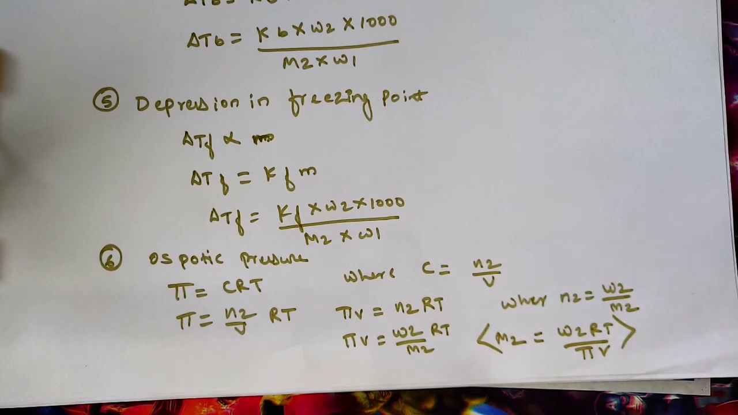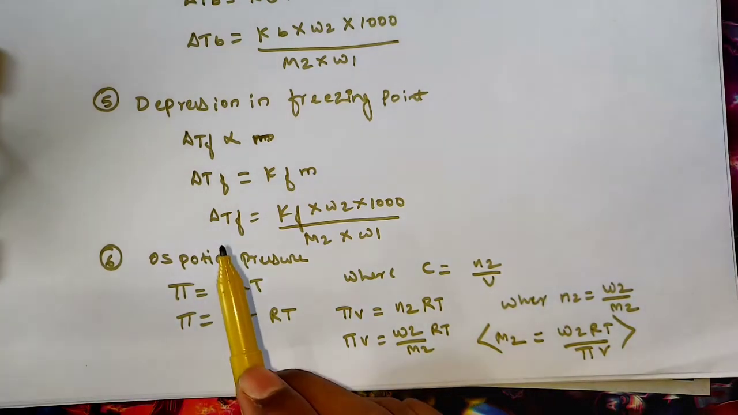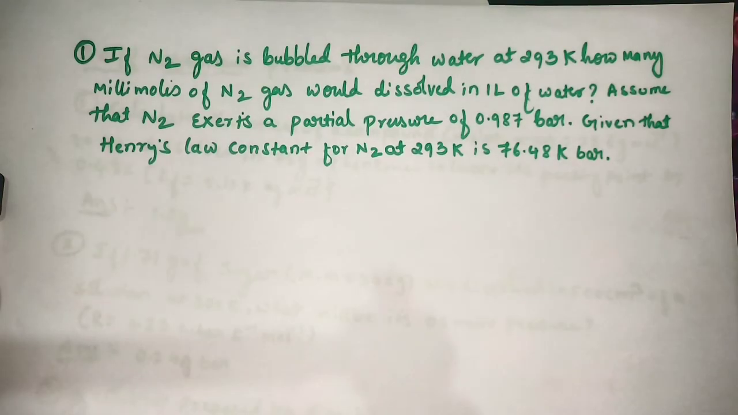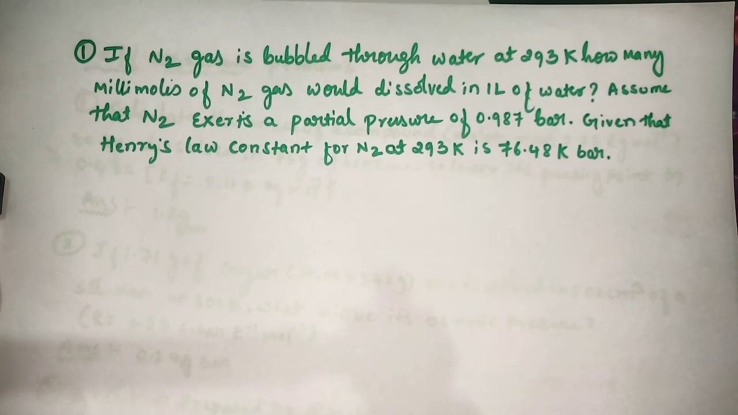We will have some problems in order to understand the formulas which I have discussed now. The first problem is: if N2 gas is bubbled through water at 293 Kelvin, how many millimoles of N2 gas would dissolve in 1 liter of water? Assume that N2 exerts a partial pressure of 0.987 bar.